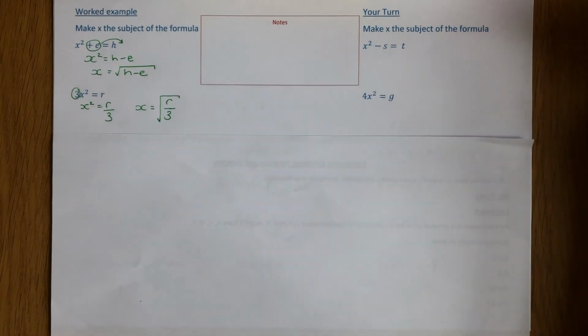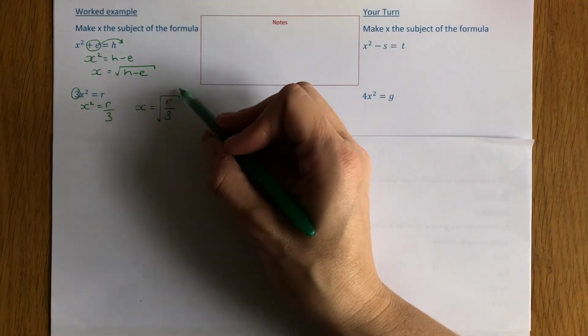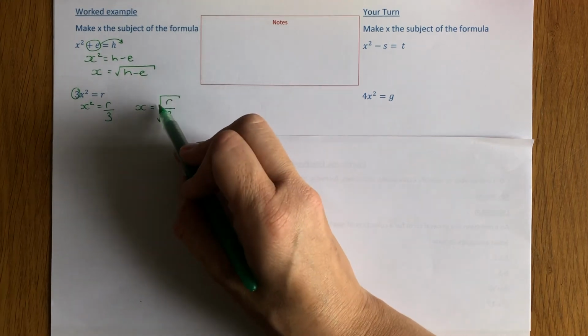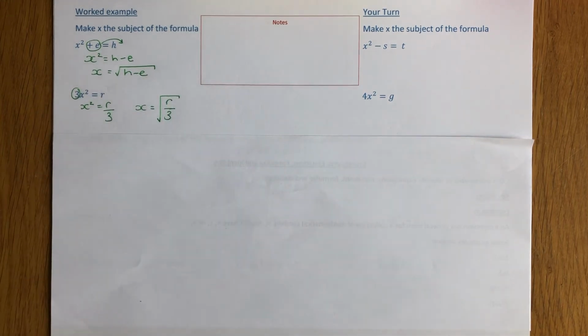Okay, the square root must be over everything. Make sure you exaggerate that. If in an exam it looks like it's just the r, you will lose the mark. Okay, I've got 2 for you to do there. So press pause, have a go, and we'll go through them.